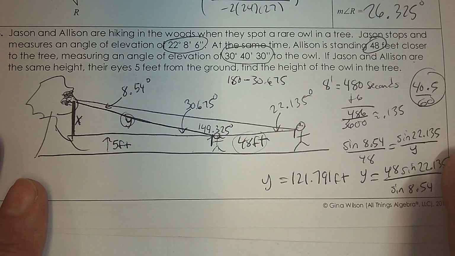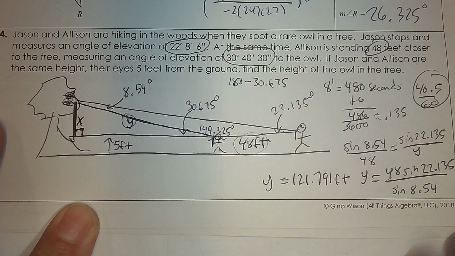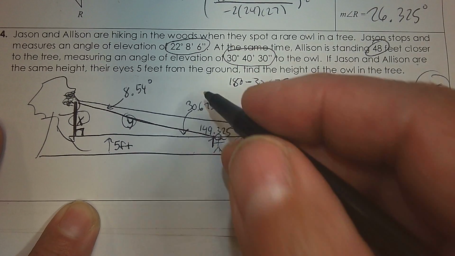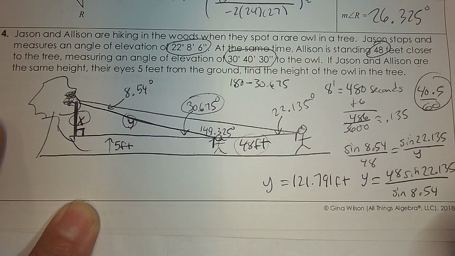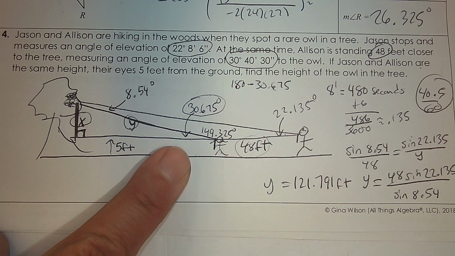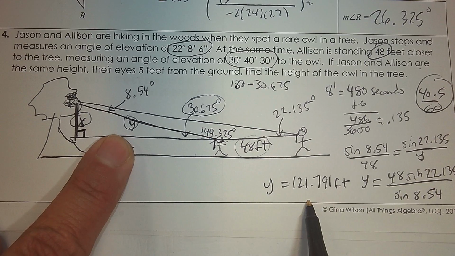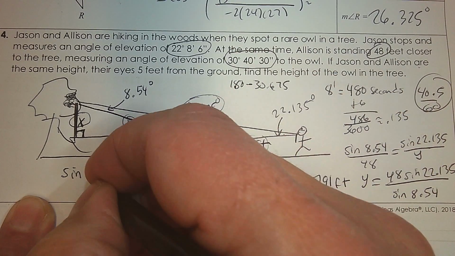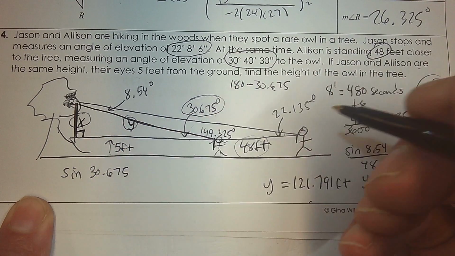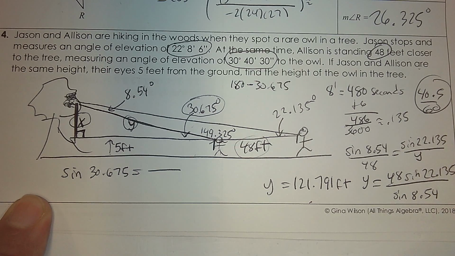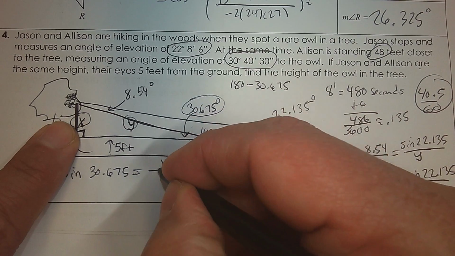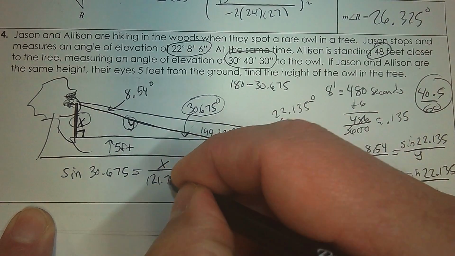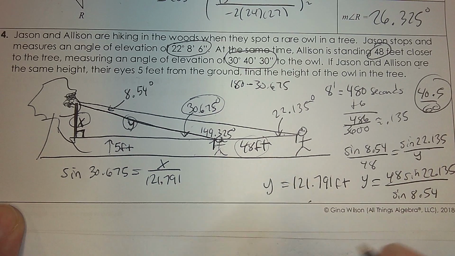Now I have a right triangle I can work with. So my goal is to find the missing side of a right triangle. So again, I'm going to use this angle that's inside the small right triangle. And I know the hypotenuse is y. So it's opposite over hypotenuse. So it's going to be the sine of that angle, 30.675, is equal to what's opposite of it, x, and what's the hypotenuse, y, but I know it's 121.791.